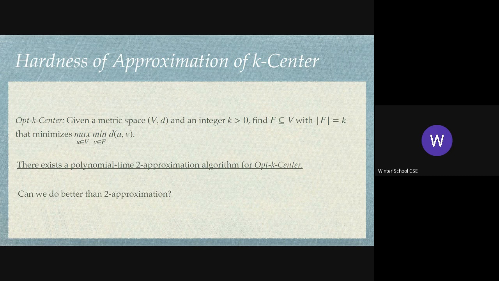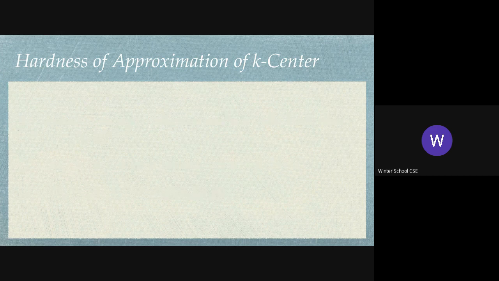In the last lecture, the question was, can we do better than 2 approximation? The answer is of course no, if P is not equal to NP. So let's see why the answer is no. Suppose there exists a 1.999 approximation algorithm for K center. What we can do now is show that you can solve the decision version of the dominating set problem in polynomial time using this approximation algorithm.